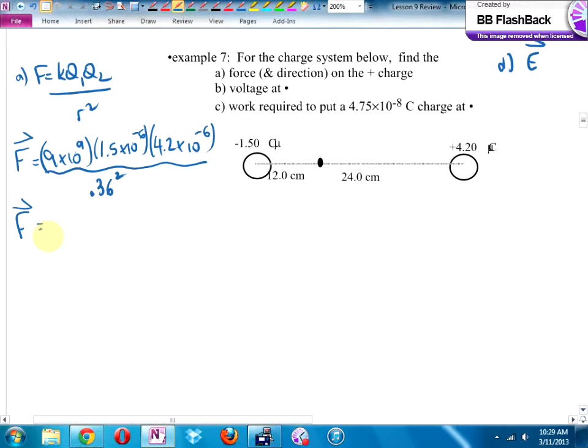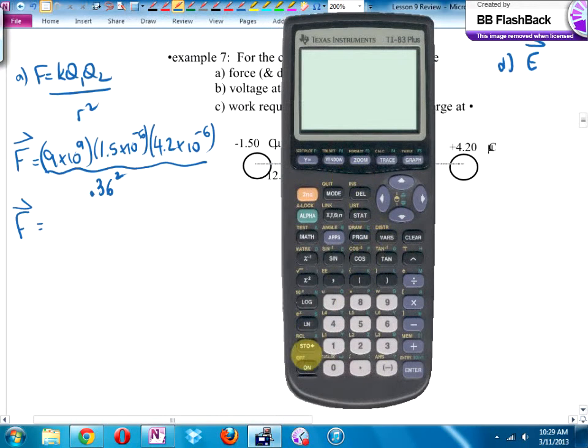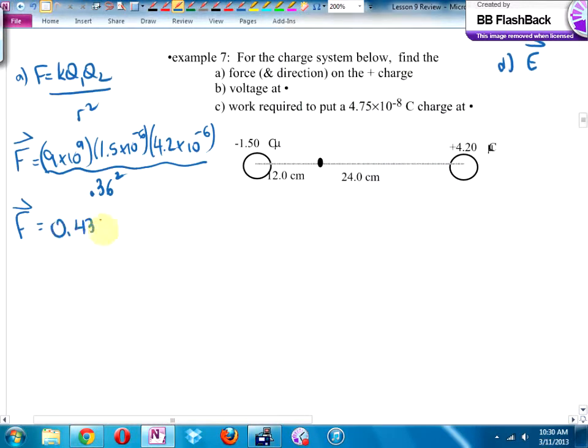Oh, and they specifically said find the force on the positive charge, so that's how I'll define my direction. Do you get 0.4375? Or 0.438 newtons? Direction. So we want the force on that positive charge there. Which way does that positive charge want to move?